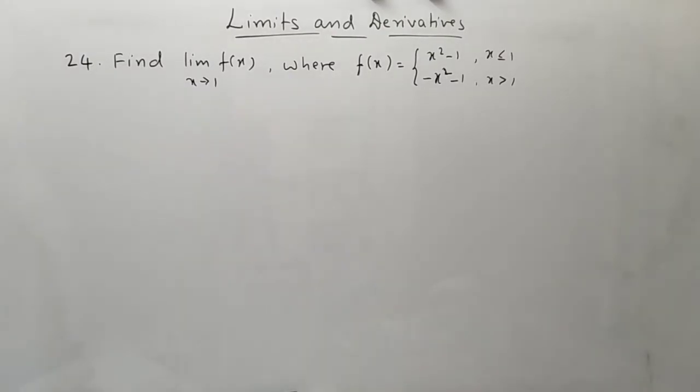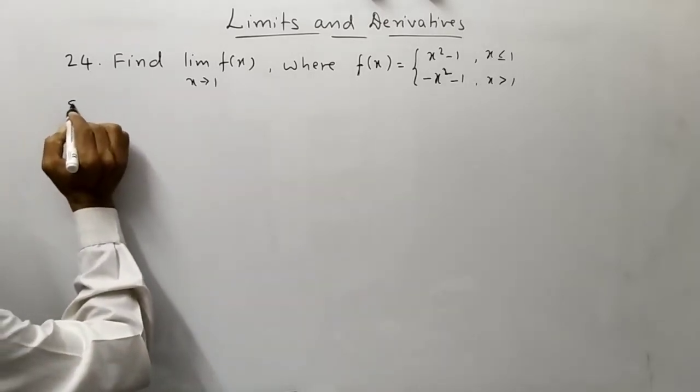Question number 24. Find limit of f of x when x tends to 1, where f of x is equal to x square minus 1 when x is less than or equal to 1, minus x square minus 1 when x is greater than 1. Solution.